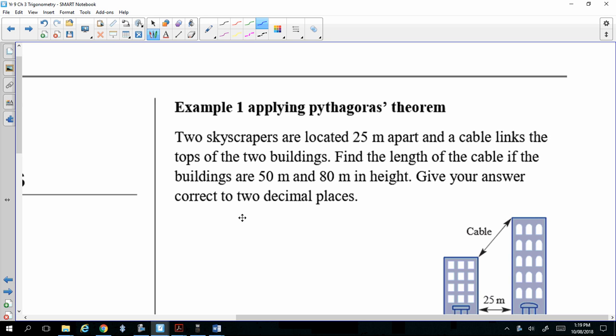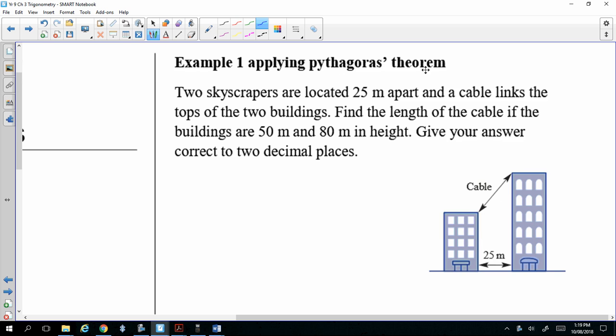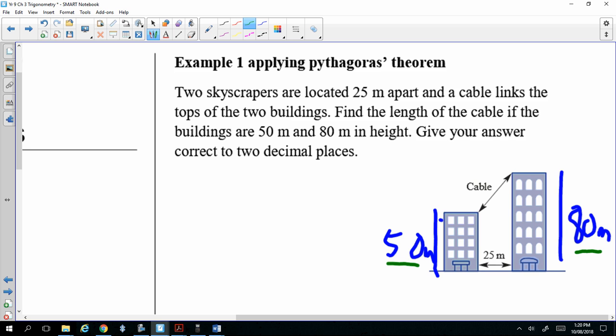Okay, let's go through. Example 1. That means we have more time for revision before the test. All right. Example 1, applying Pythagoras theorem. Let's look at this diagram. Two skyscrapers are 25 meters apart. That's shown there. A cable links the tops of the two buildings. Find the length of the cable. If the buildings are 50 and 80 meters high, what do you have to find? Find the length of the cable. So that tells me that if you subtract 80 by 50, there's a difference of 30.